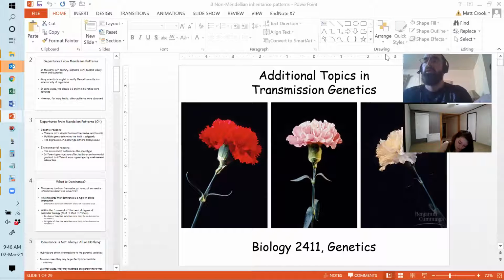And essentially what that's saying is that the function of one copy of the gene is insufficient to provide full function. And so these are traits which are typically pigment involved.